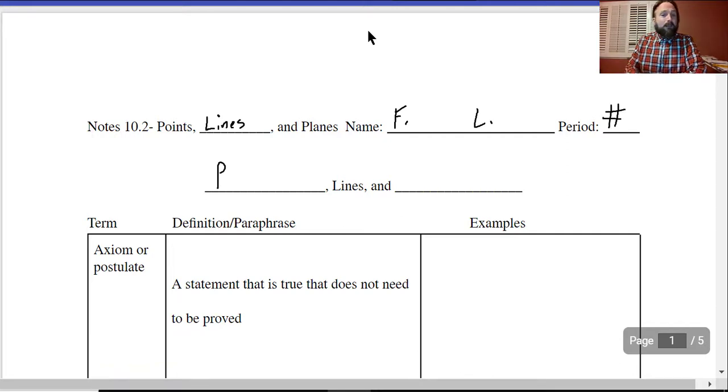Once again, we're talking about points, lines, and planes. Now, before we jump into that, we can talk about axioms and postulates. We're going to be jumping into proofs, more specifically, using geometry proofs.